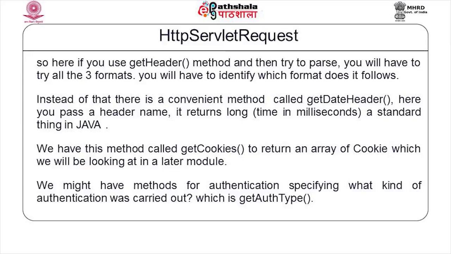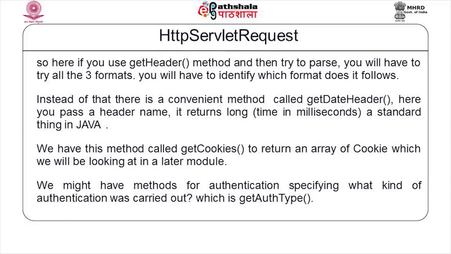In the Java API, we understand date and time are most of the time specified as time in milliseconds since the epoch, fine. So, that is another convenient method for reading date kind of headers. Again, some other common headers: we have this method called get cookies to return an array of cookie. Of course, we will be looking later at what this business with the cookies is, or what these cookies are for, fine. But yes, there is some header for the cookie.